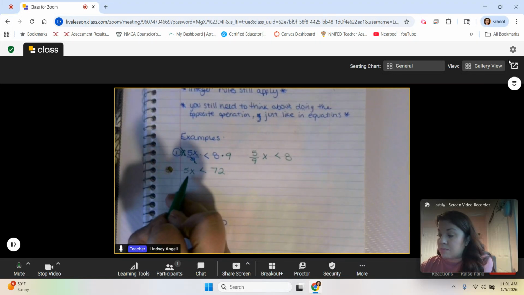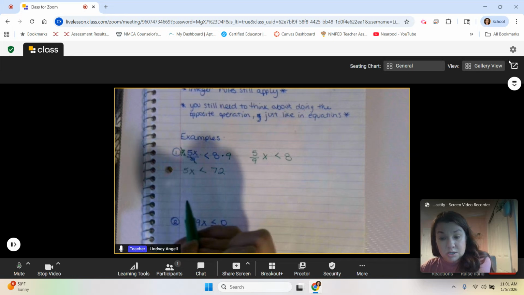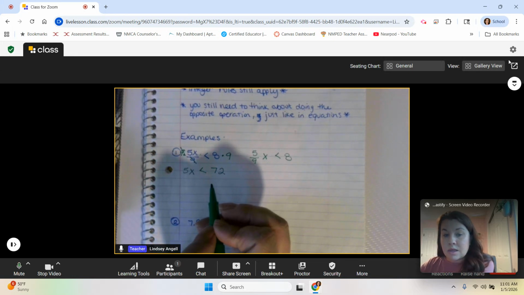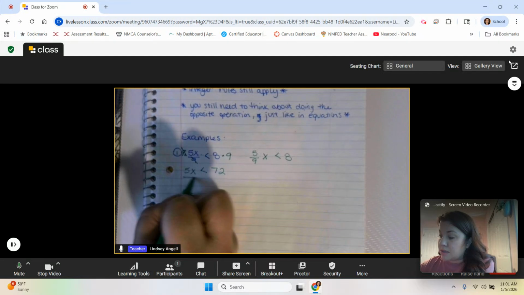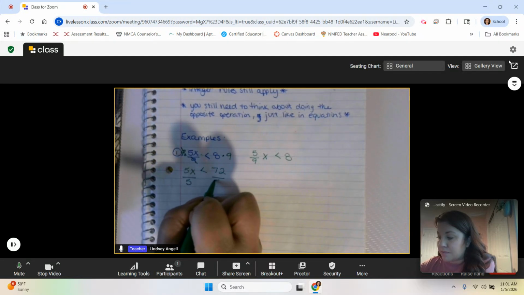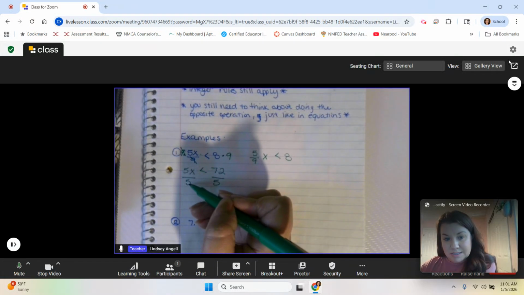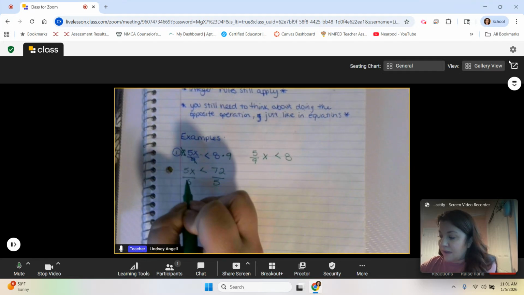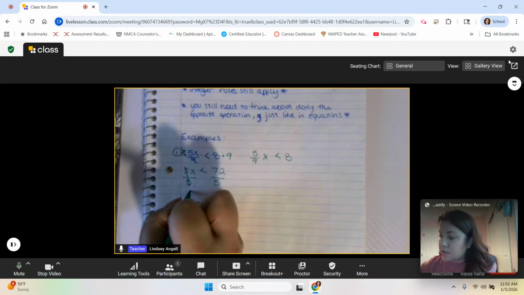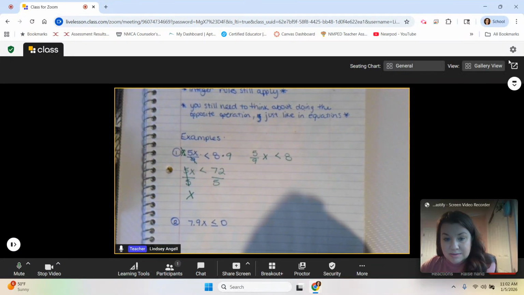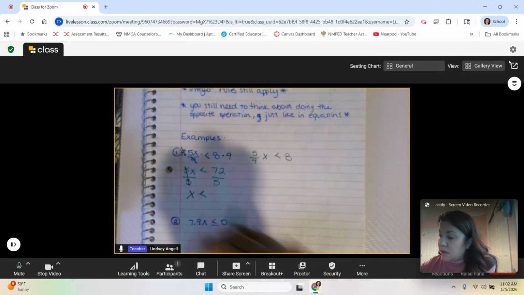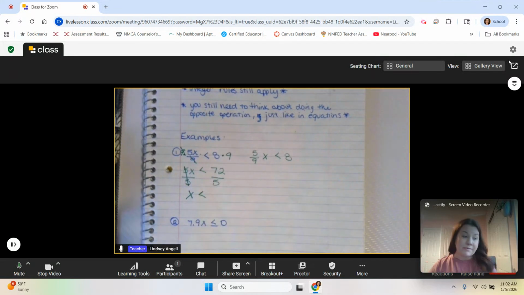Now, it's just down to like a one-step inequality. So I'm multiplying by 5. I need to do the opposite operation from that, which is division. So I could divide both sides of my inequality by 5. When you multiply and divide by the same number, those cancel, right? Because 5 over 5 is equal to 1. So really we're left with 1x on the left is less than 72 divided by 5.